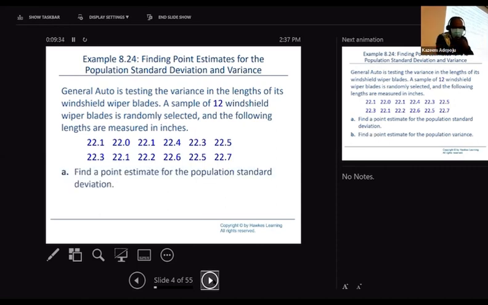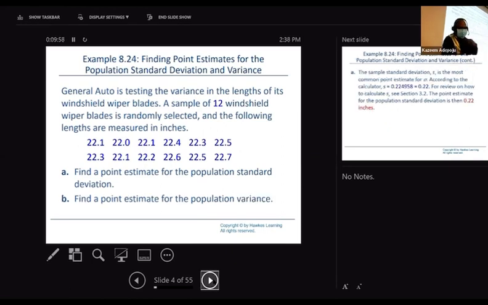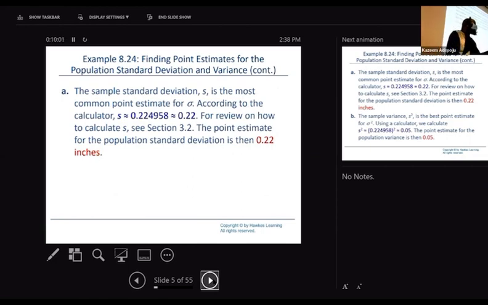Okay, now they ask you to find the point estimate for the population standard deviation, or the point estimate of the population variance. Of course, you can use whatever method, whether you want to use software or a manual way to find the variance or standard deviation. If you go by manual, it's going to be summation of x minus x bar all squared, divided by n minus 1, for the sample variance. And of course, when you find the square root of that, that would be the standard deviation.